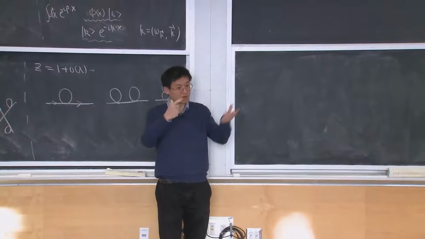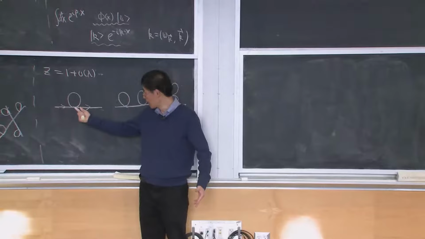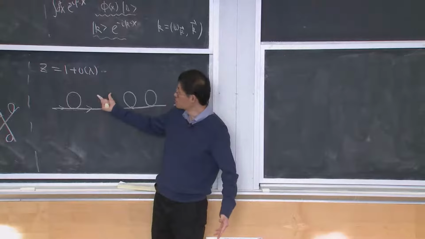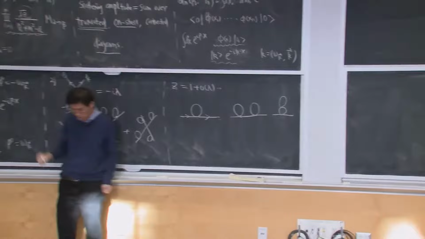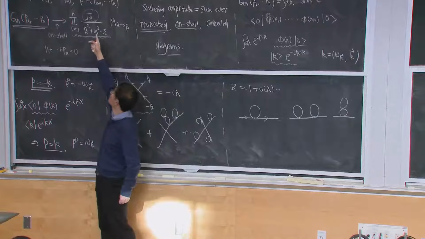And this kind of interaction will affect the properties of the propagation, but at most can affect the prefactor. It can also correct the mass, that's the subject of QFT2, and then at most can change the overall factor by Z.